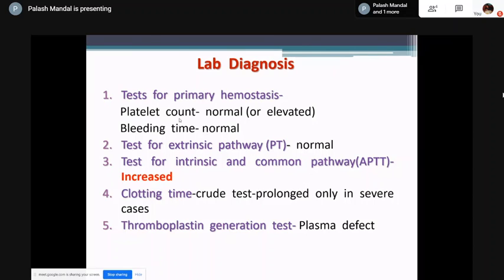Bleeding time is also normal because bleeding time is mostly related to the platelet count. Okay, then we do the test for specific coagulation factors. So we have the two pathways. One is extrinsic pathway starting with the factor 7. We have the common pathway starting with factor 12. So the tests for the intrinsic pathway and the common pathway are increased because the intrinsic pathway is involved, because the factor 8 is in the intrinsic pathway.